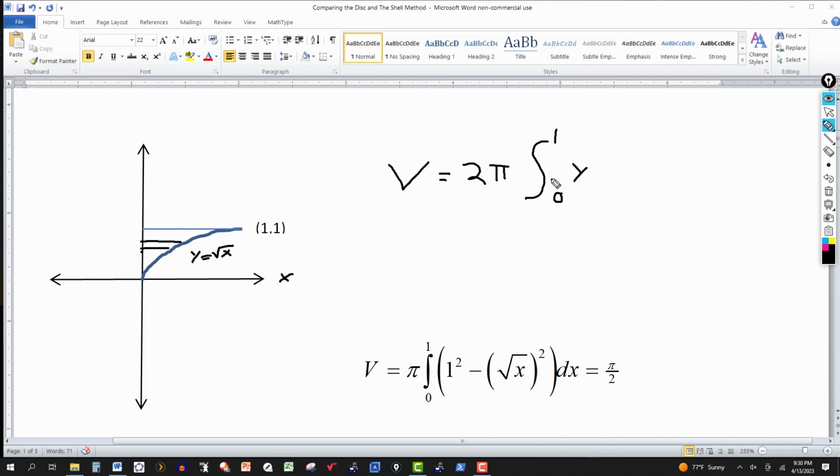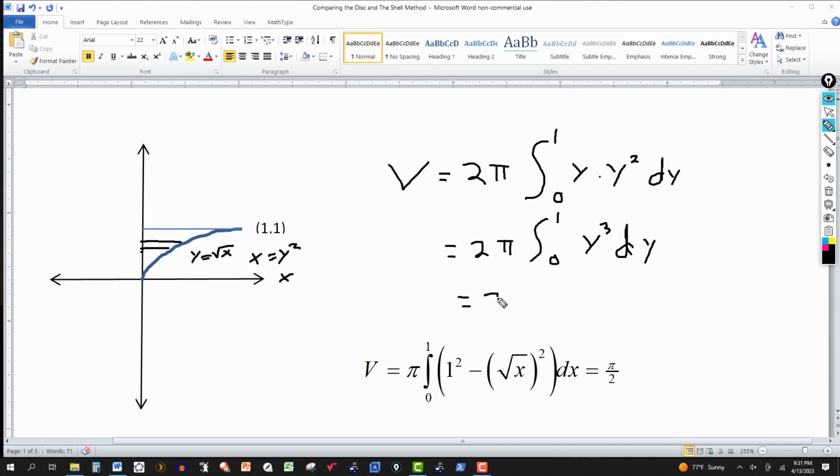But since we're integrating in terms of the variable y, we need this in terms of y. So let's solve for x. Square both sides, and that gives me x equals y squared. So the length of this rectangular strip is x units, but in terms of y, that's y squared. So that's going to be times y squared, and the variable of integration is y. Now we just evaluate this. This will be 2 pi integrated from 0 to 1. Multiply this out, and we get y to the third dy.